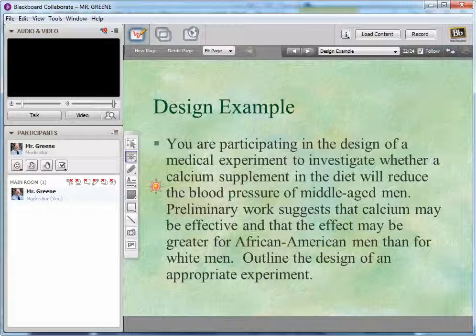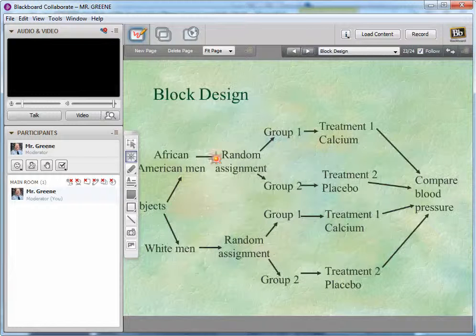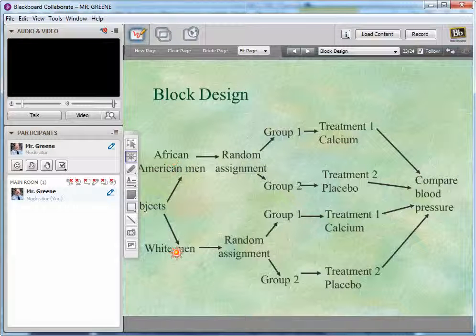So what do we do in that? We call it a block design. We're going to not only divide them amongst African American and white men, but then we'll randomly assign the African Americans, one into group 1, one into group 2. One will get the calcium treatment, one will get a placebo. And the white men into group 1 and group 2, one will get a calcium treatment, one will get a placebo. And then we'll compare the blood pressure at the end. Not only will we be able to tell if calcium is better than the placebo in African American men and in white men, but then we could compare the African American men versus the white men to see if there was a difference between the calcium treatments and see if it did have more effect with them.